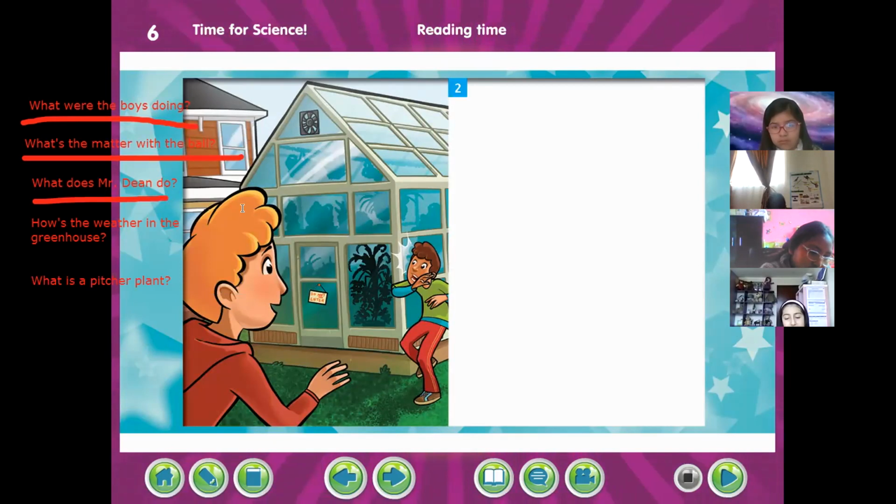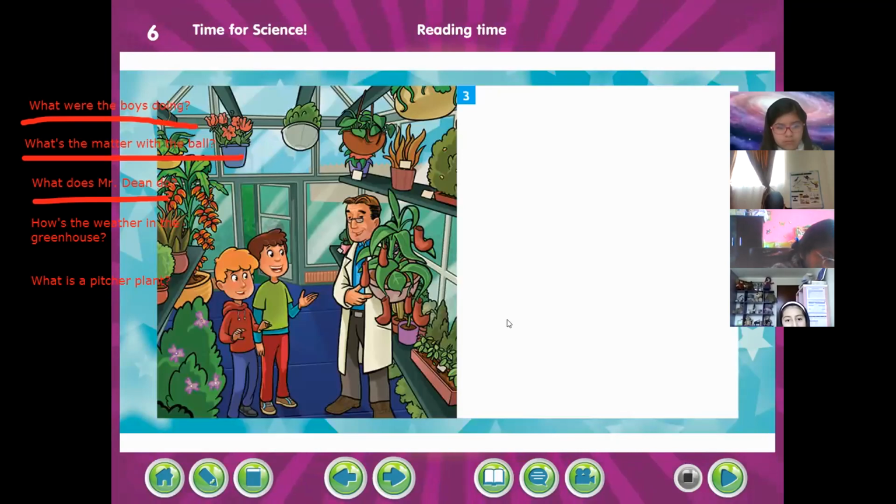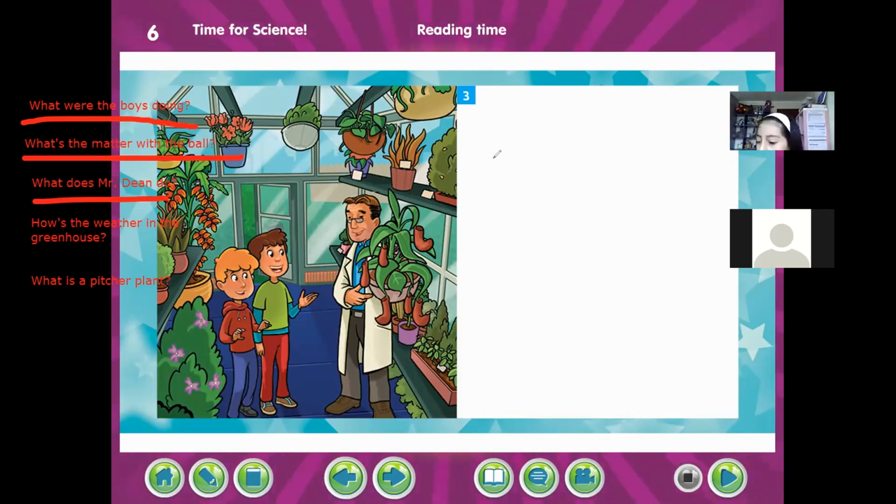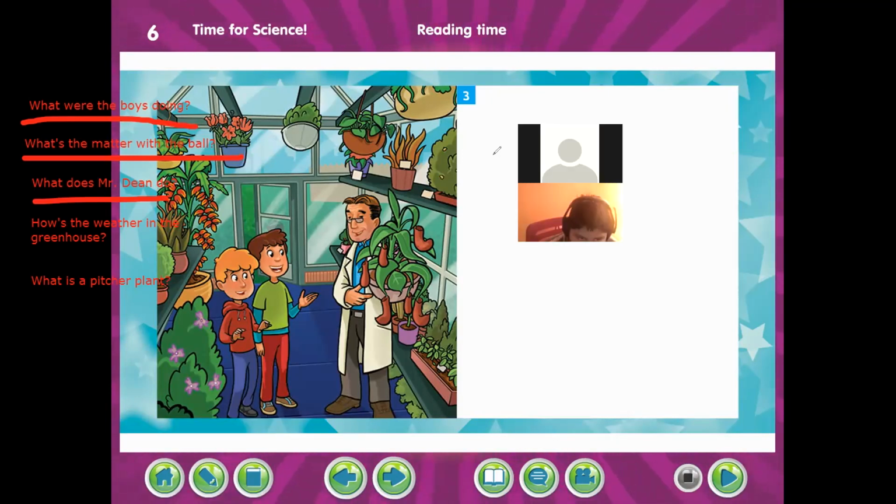And then the children enter to the greenhouse. Yes. How's the weather in the greenhouse? How's the weather? Teacher, what's weather? Weather means cold. Oh, this is very cold. The other option is hot, or maybe not hot, maybe cloudy, rainy. That's weather. Tell me, how's the weather in the greenhouse? Is it cold or is it hot? Tell me, Fernanda. In the greenhouse is so hot. Yes, it's so hot. That's why the greenhouse is special to grow plants, to grow special plants.